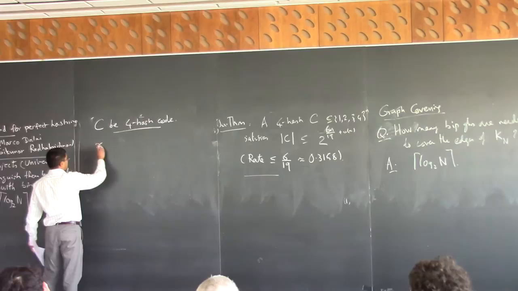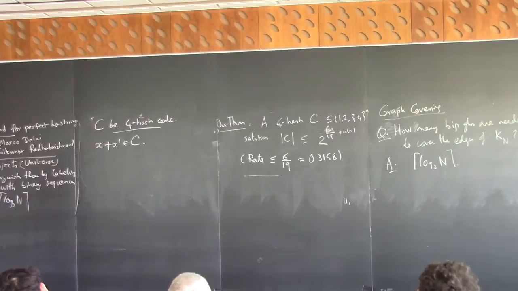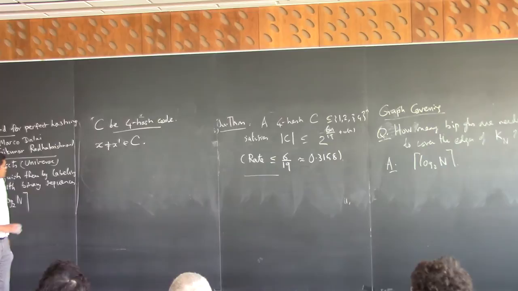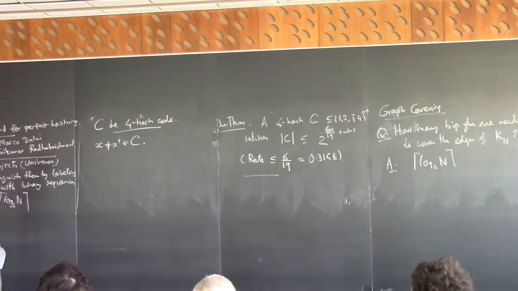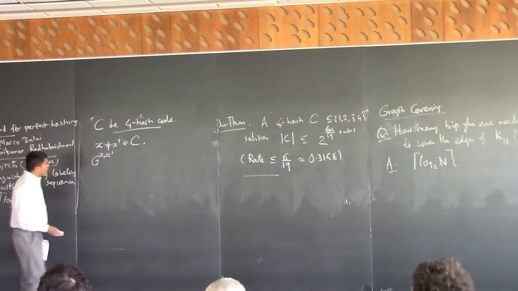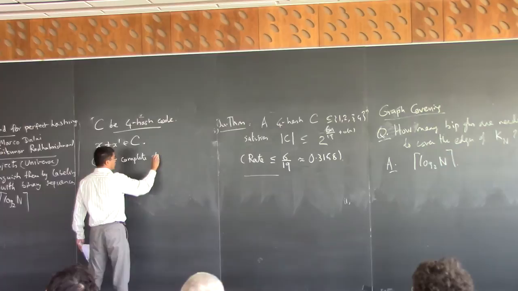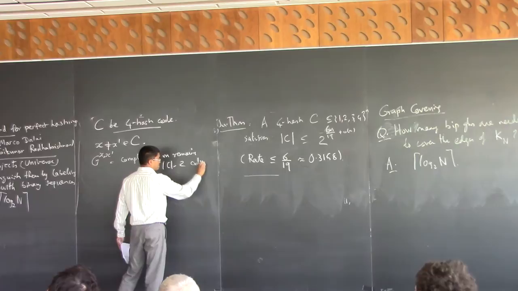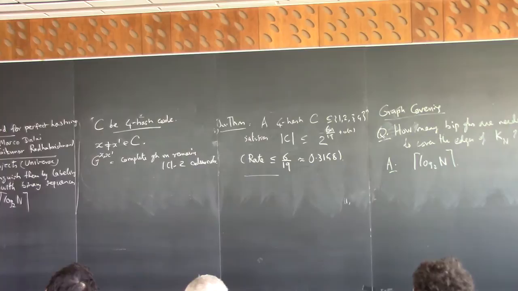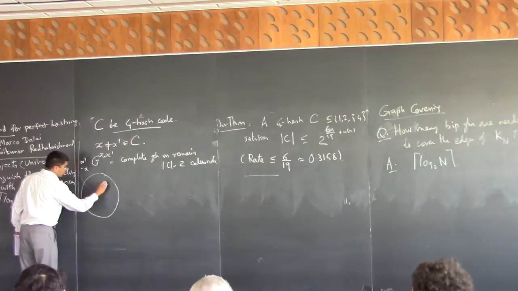So what we can do is let's take x not equal to x prime in C. So fix any two code words in C which are distinct. So what do we know? So we know that you can have now a graph G x, x prime, on the complete graph on remaining code words. So now, the way graph covering is going to come is that, I've taken x and x prime, they are sitting out here. Now all the other code words are in here.